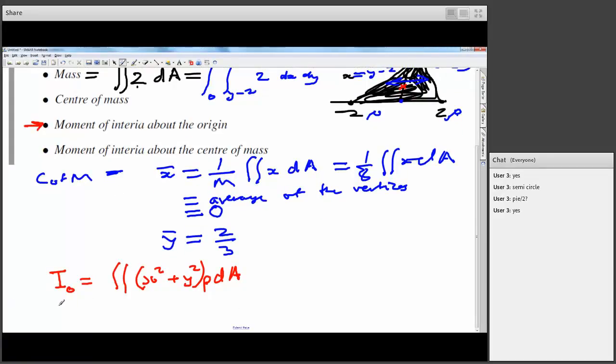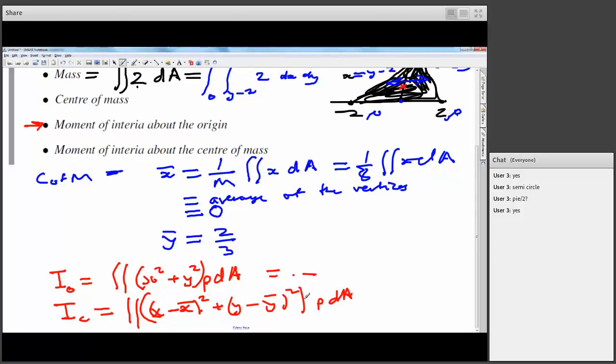The last one, so I won't write the answer, is the moment of inertia about the center of mass. So that would be basically centering it. It's x minus the x coordinate of the center of mass, squared, plus y minus the y coordinate of the center of mass, squared, all in brackets, rho dA. Rho being 2, y bar is 2/3, and x bar is 0, so you can plug them in and go for it.